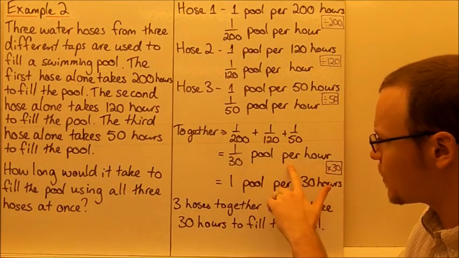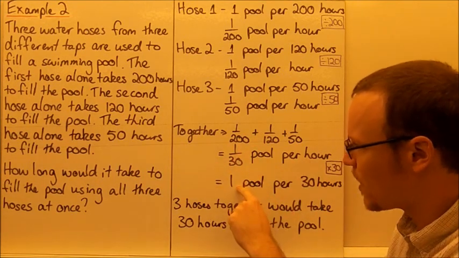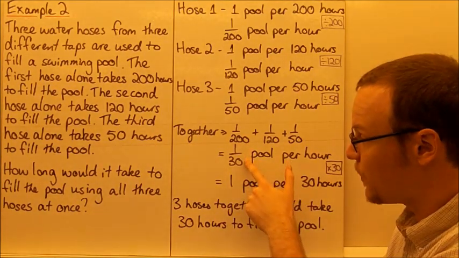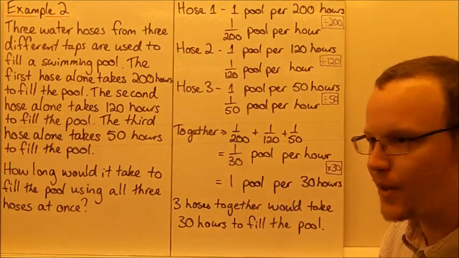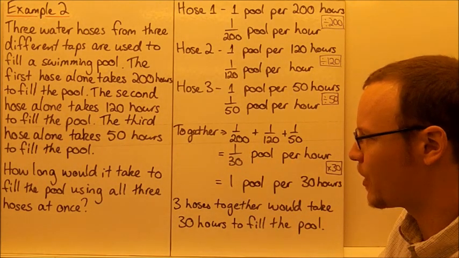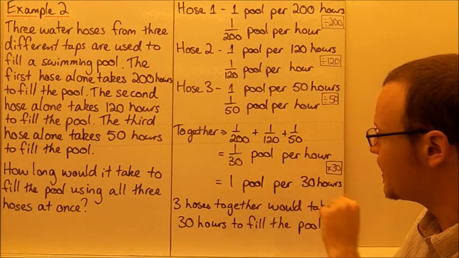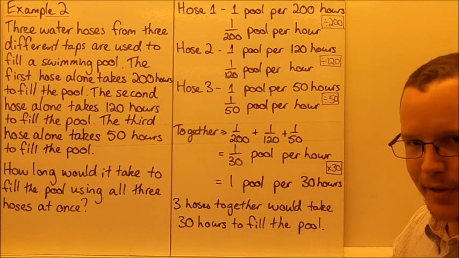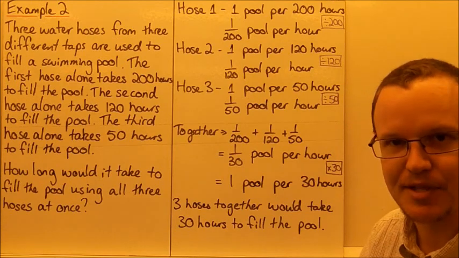I don't want to find out 1/30th of the pool, I want to find one pool. So for one pool to be filled, I need to find what I can multiply 1/30th by to get 1. And we know that if I multiply that by 30, it's going to get me one pool. So I multiply 1 hour by 30, and it's one pool per 30 hours. So 3 hoses together will take 30 hours to fill the pool.